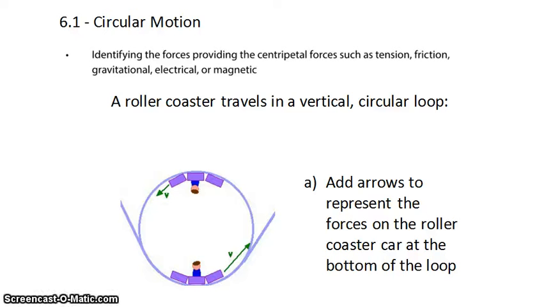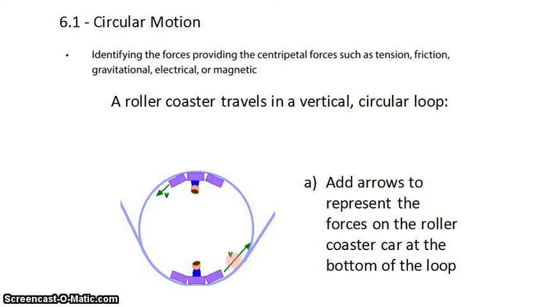David here with another question from topic 6.1. We're still looking at forces in circular motion. In this question we have a circular loop in a roller coaster. So the roller coaster car comes in off this ramp, does a loop, and goes out again.